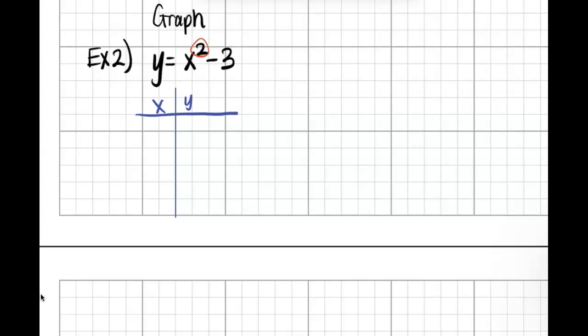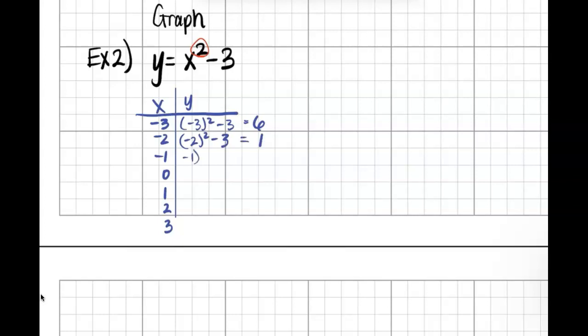I know that quadratics are symmetric, so we're going to plug in a good range of numbers so we can get the full shape. We're going to plug in -3, -2, -1, 0, 1, 2, and 3, and we're plugging them in for the x values. So if I plug in -3, I get positive 9 minus 3, which is 6. If I plug in -2, I get positive 4 minus 3, which is positive 1.